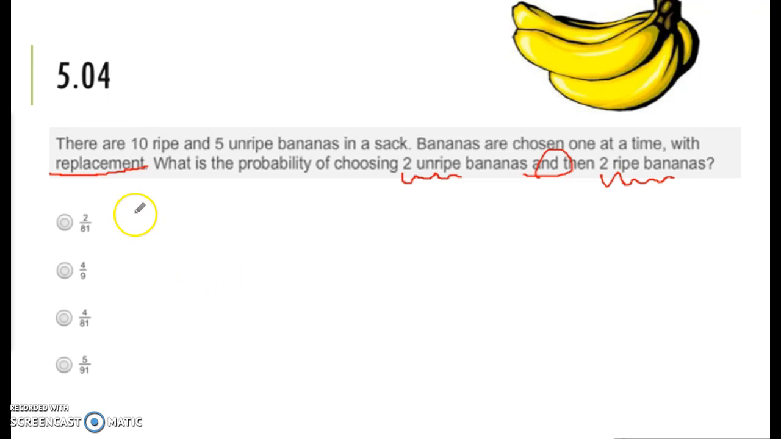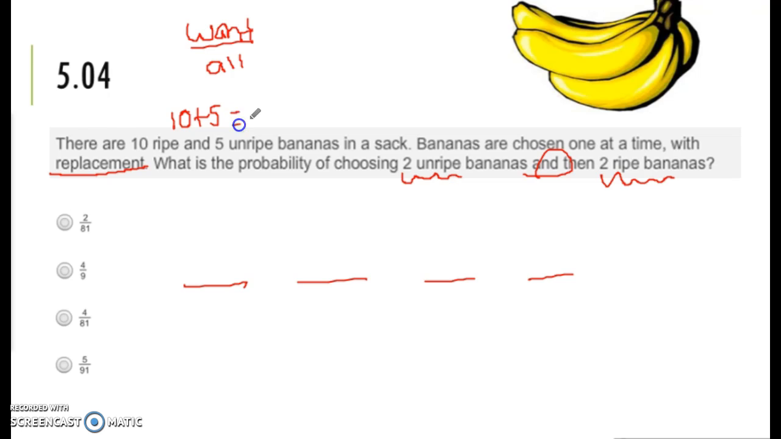Okay, so the way I like to do these is I like to ask myself, how many different things am I picking? And I'm picking 2 unripe and 2 ripe. So I'm going to go ahead and set myself up 4 blanks. I need to have 4 different probabilities. For probability, we know that it's favorable outcomes, the things we want to happen, over the total number of outcomes. And in this case, there's 15 total because 10 plus 5 equals 15.